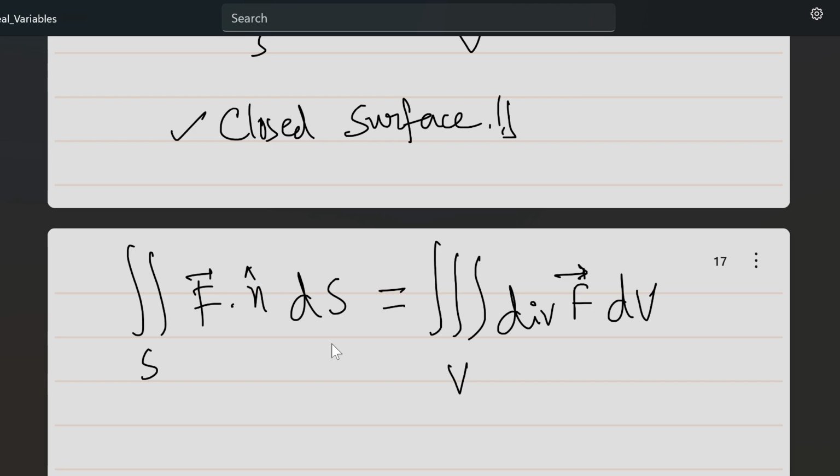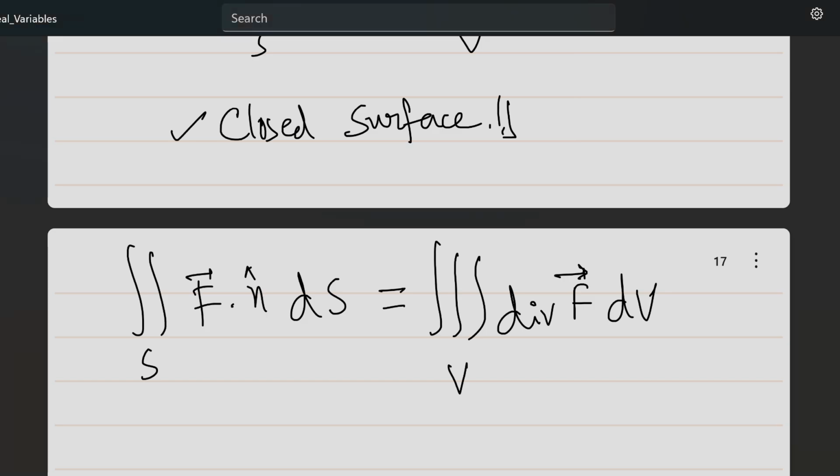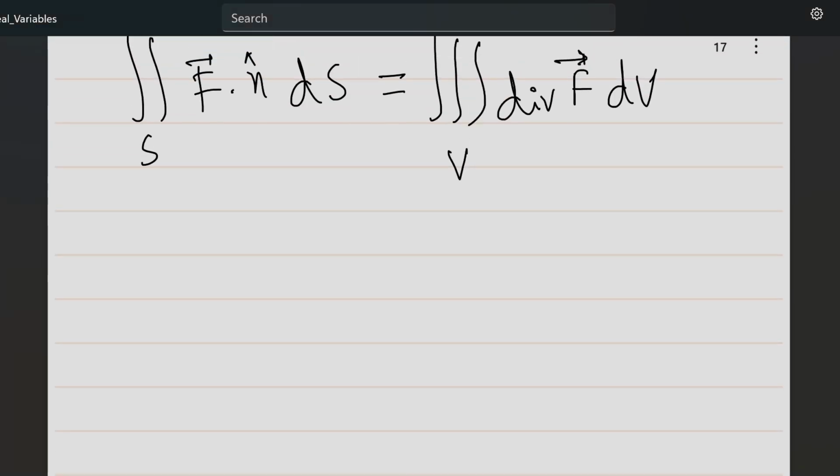Now I will tell you the question. Use the divergence theorem to find the integral of this vector f. You can see easily that f is differentiable, and S is the surface of a cube bounded by the planes x equal to 1, y equal to 1, z equal to 1 in the first octant. So that means S is a bounded surface.